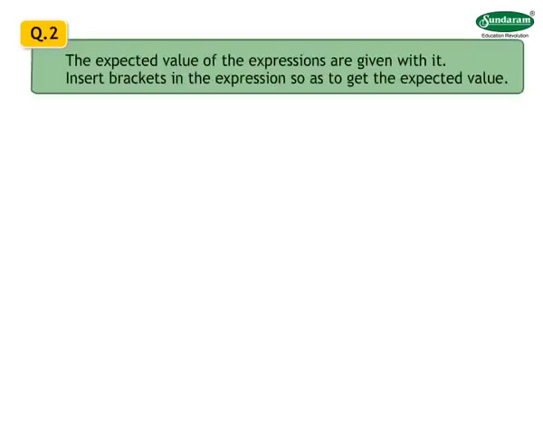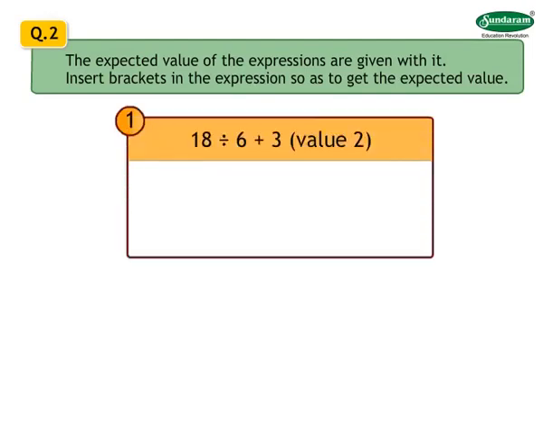Question number 2. The expected values of the expressions are given with them. Insert brackets in the expression so as to get the expected value. Number 1. 18 divided by 6 plus 3. Value is 2. Solution. According to the rule, we will insert simple brackets for 6 plus 3. Therefore, the expression will be 18 divided by (6 plus 3).